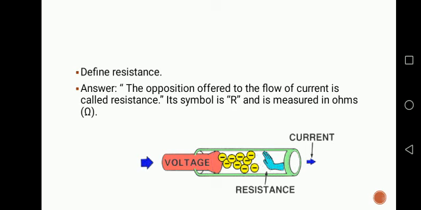As you know, as the charged particles move through the wire of an electric circuit, they collide with the atoms of the wire material. This produces an opposition to the flow of current, which is known as resistance. It produces heat, right? It is symbolized as capital R.